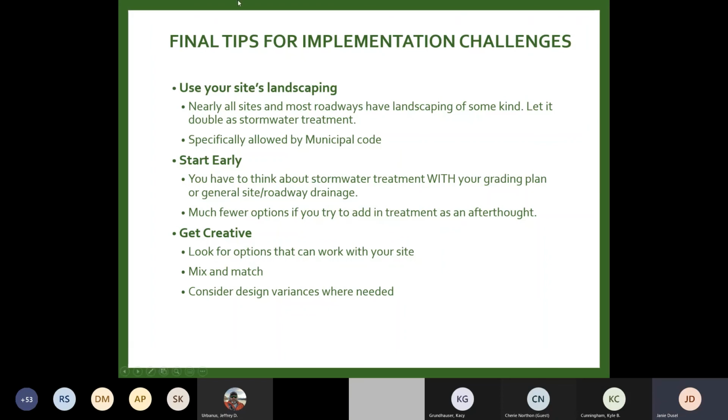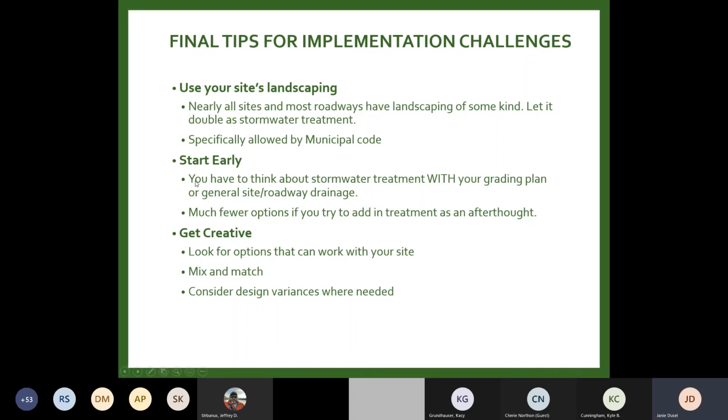Some type of landscaping, and again, remember the all or something mentality. If you have landscaping, try to use it. We did have some barriers initially about that not being allowed in municipal code. Christy actually mentioned that earlier as well. It is specifically allowed in municipal code now, so keep that in mind. You don't have a code compliance issue if you're doing that.